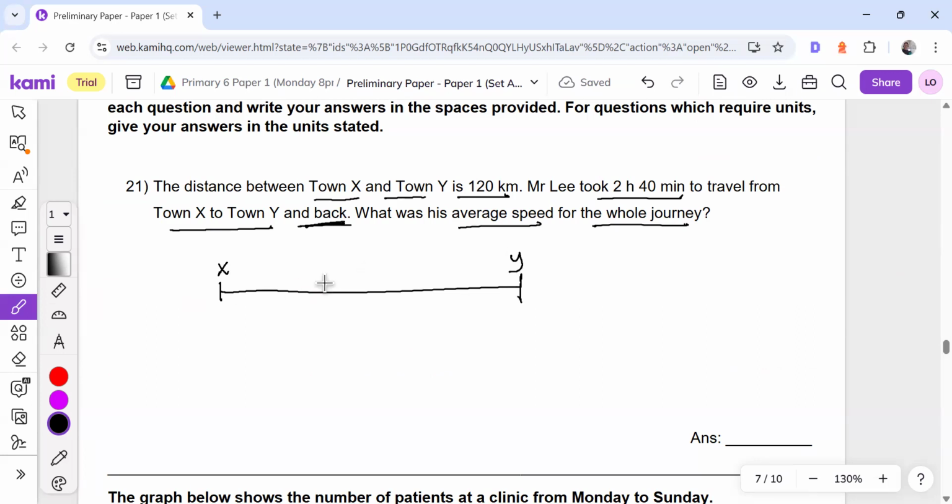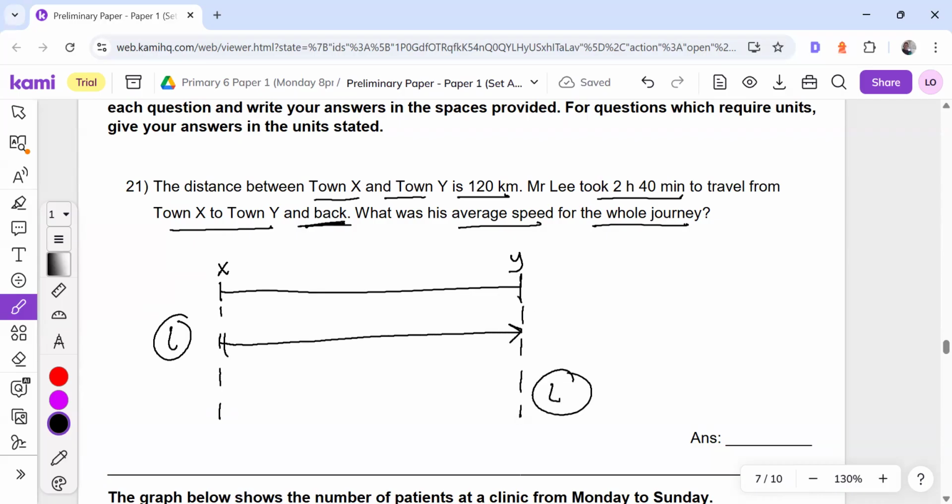All right, there's a map from X to Y, with a dotted line to show where Mr. Lee is. Mr. Lee took 2 hours 40 minutes to go to town Y, and now Mr. Lee is at town Y already, and then now he comes back also. So how many parts of the journey? You have 2 parts: speed, distance, and time for the first part.